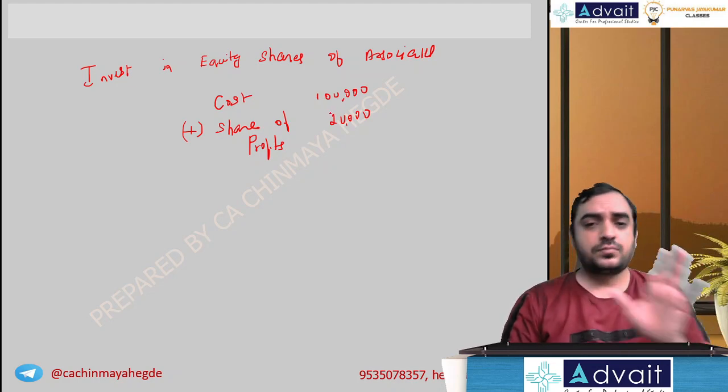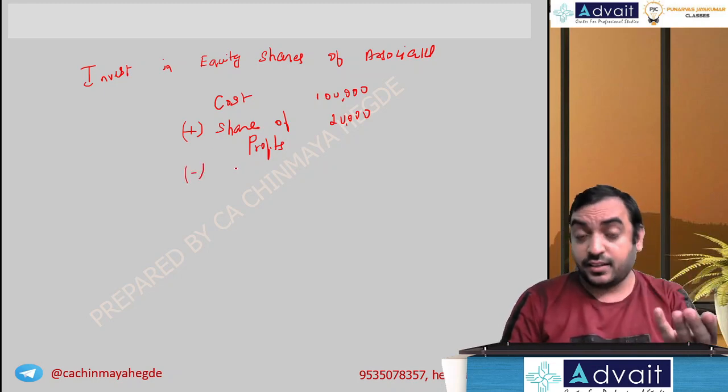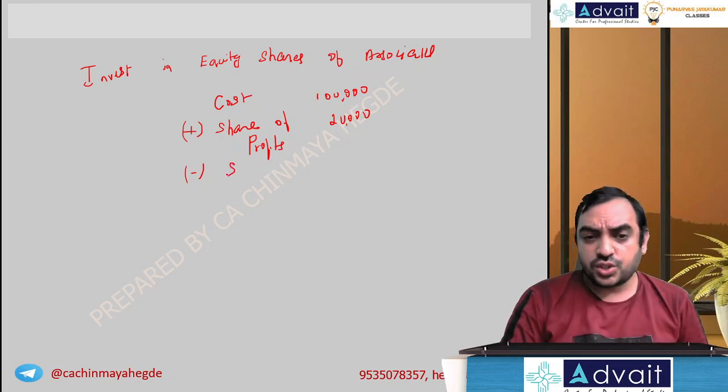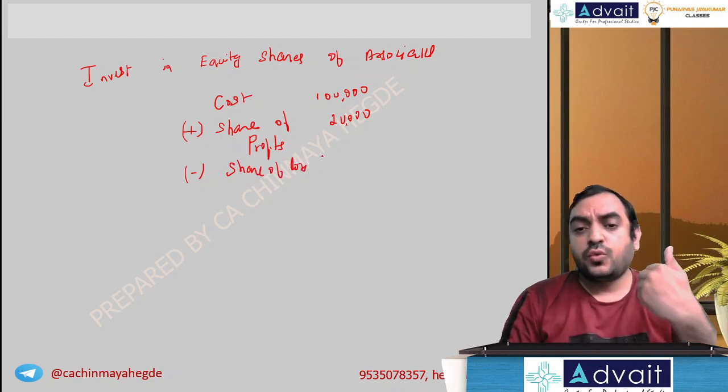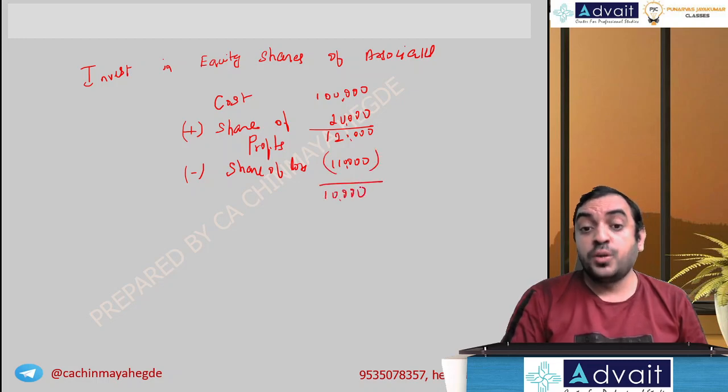Anyway, we'll keep that aside. Let me subtract next year, second year, I have a loss. Loss means what? You subtract, that's all. So, share of loss. How much loss? 1 lakh 10,000 loss. Oh, 1 lakh 10,000 loss. So 1 lakh plus 20,000 was 1 lakh 20,000. Now you subtract 1 lakh 10,000. 1 lakh 20,000 was the investment value. Share of loss 1 lakh 10,000. And now it becomes 10,000. Oh, so much of loss.